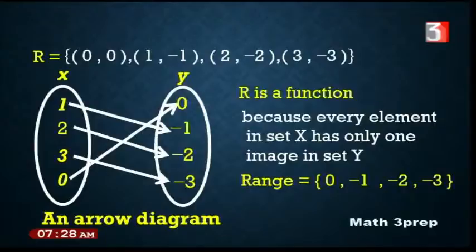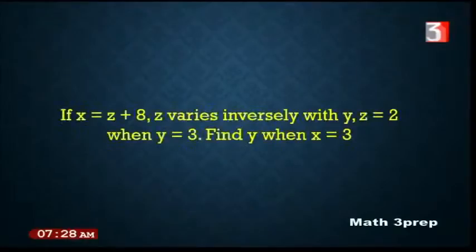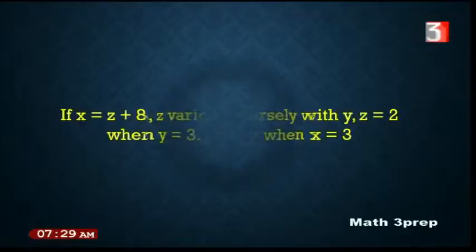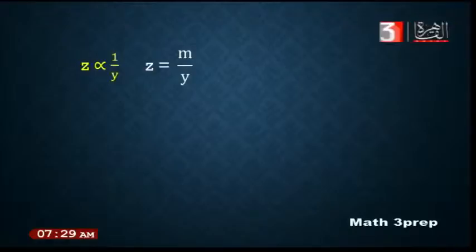Let us have another example. If x equals z plus 8, z varies inversely with y, and z equals 2 when y equals 3. Find y when x equals 3. First of all, z varies inversely with y. So we can say that z varies 1 over y. And in this case, we can say that z equals m over y.